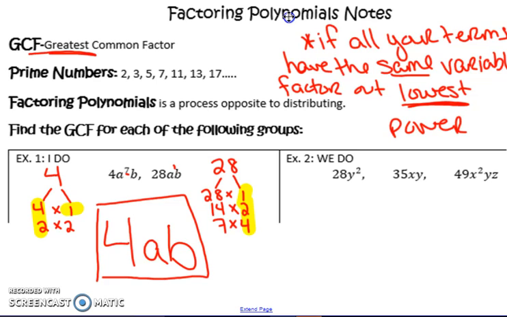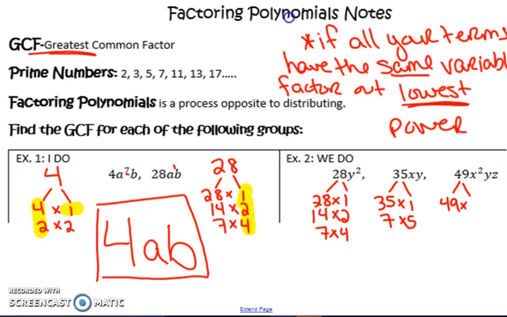So if we look at our second example, again, we have 28, so it's going to be 28 times 1, 14 times 2, and 7 times 4. Well, 35 we can break into 35 times 1 and 7 times 5. If we break 49, that becomes 49 times 1 and 7 times 7. Again, we want to look for numbers that are in common. Well, they all have a 1 and they all have a 7. So, again, GCF is the greatest common factor. Well, 7 is the largest number.